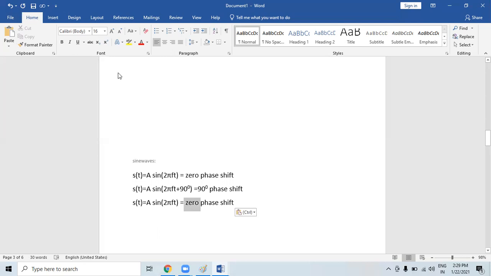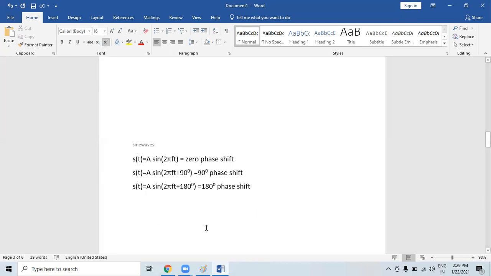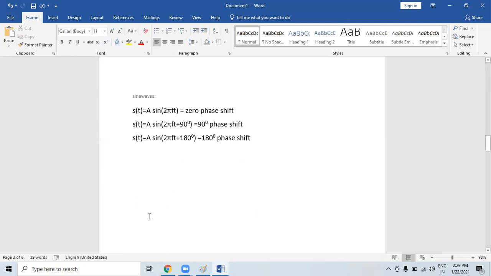Then here again, copy it, and this is a 180 degree phase. So here you have to mention first 180 degree. So this is the third phase which you have to write in your sine wave. Okay, and then after this, wavelength. Wavelength is another important characteristic.